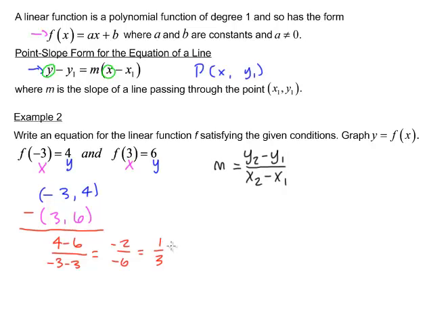We need to take that and one of our points and plug it into the point-slope formula. Let's choose this point, so that's -3, 4. That's our x1 and our y1. So we plug it in. y minus y1, which is 4, equals 1/3 times x minus -3.